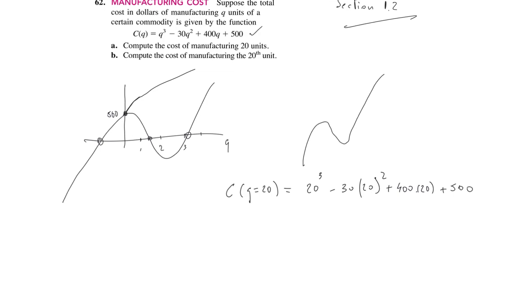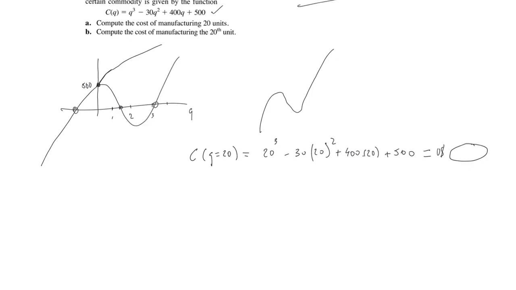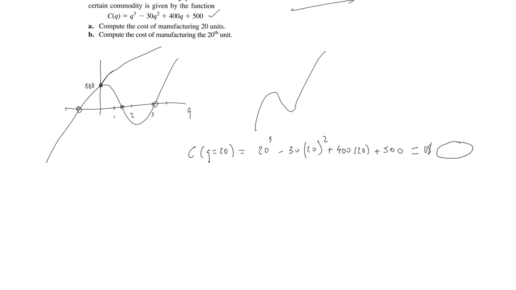So the 20th unit is not C of 20. C of 20, if you use your calculator, will give you an amount of dollars. Very easy to take your calculator and do it. But what is asked in question B, this is question A, is how much is the cost to produce the 20th unit? Not all the units cost the same. As you progress doing more units, the cost will change.